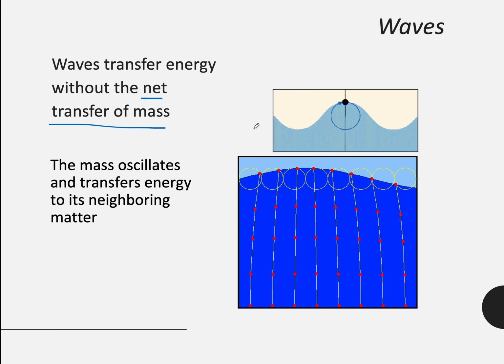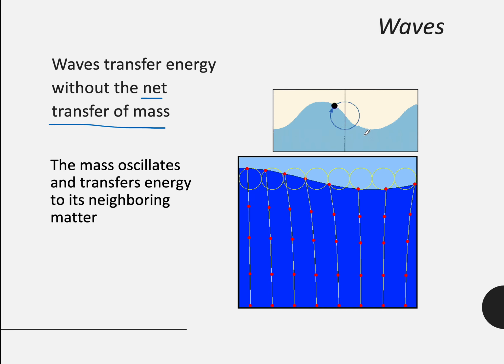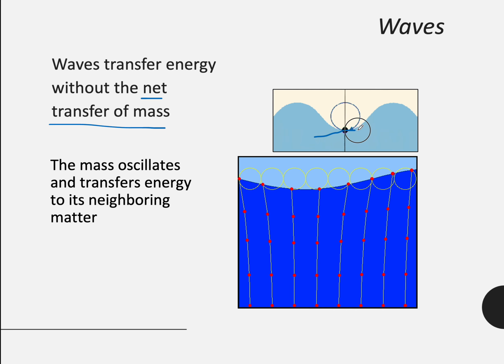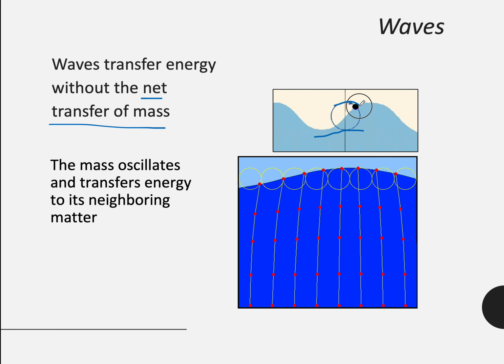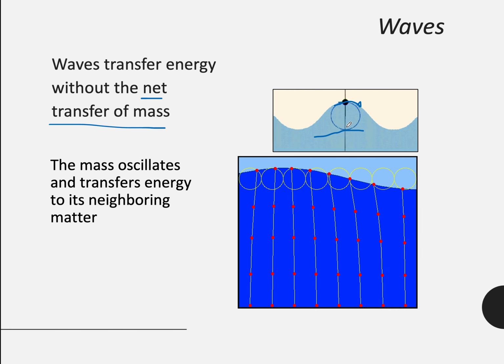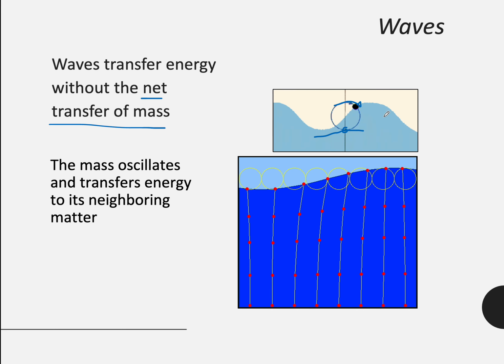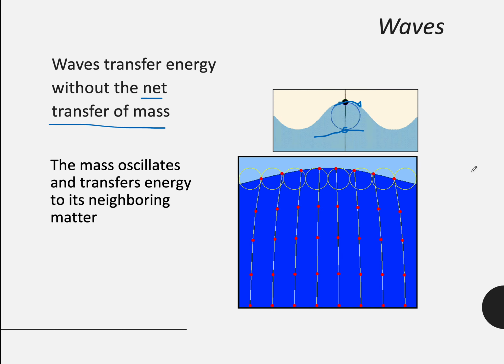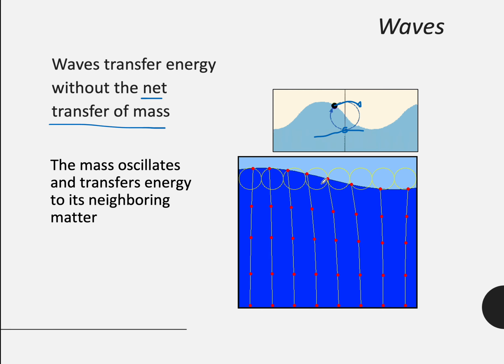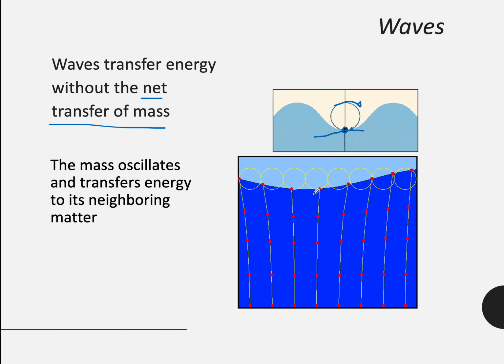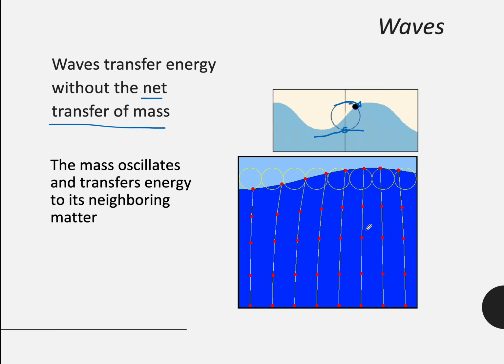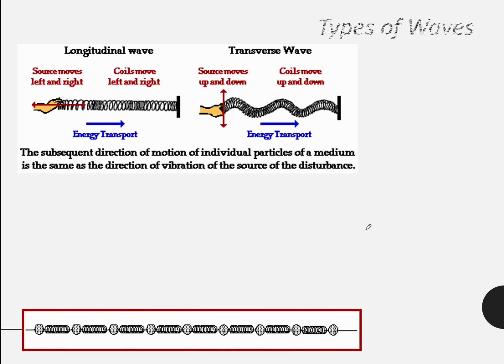Except at the shore, what happens at the shore is this bottom part catches on the bottom, and so then you just have the movement over the top as the bottom of the wave gets stuck on the ground, and then the water does actually break. Each little oscillation transfers energy to its neighbor, which then transfers energy further down.